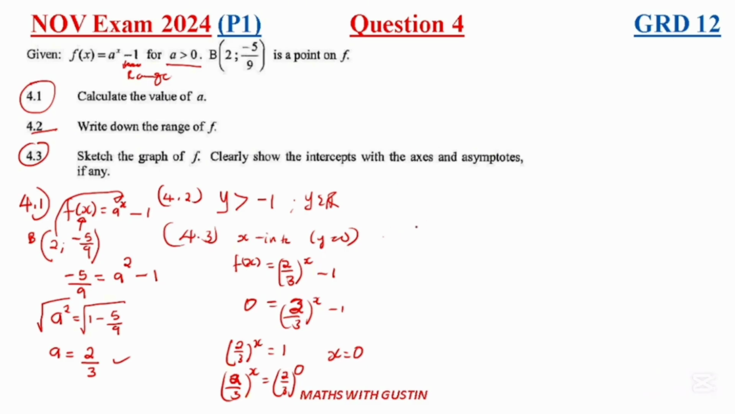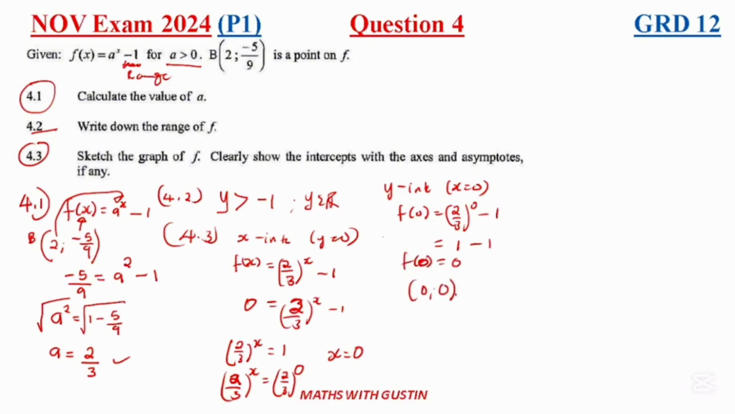So let's check for the y-intercept. We get the y-intercept when x is equal to 0. So it's 2 over 3 to the power of 0, minus 1. Anything to the power of 0 is equal to 1. 1 minus 1 gives us 0. So our coordinates: when x equals 0, y equals 0.